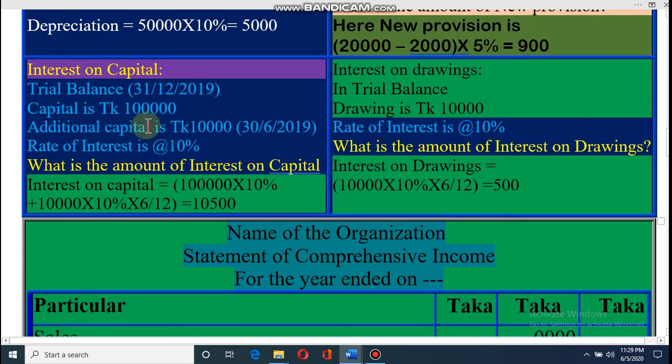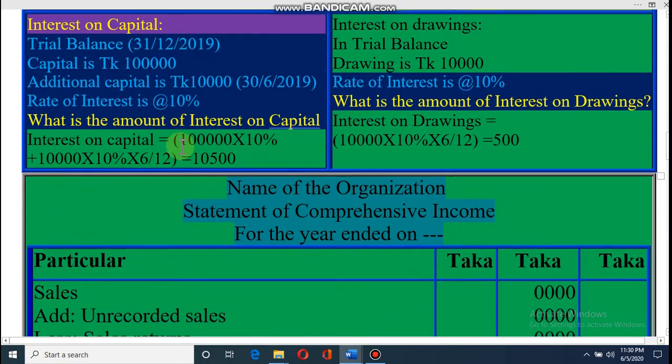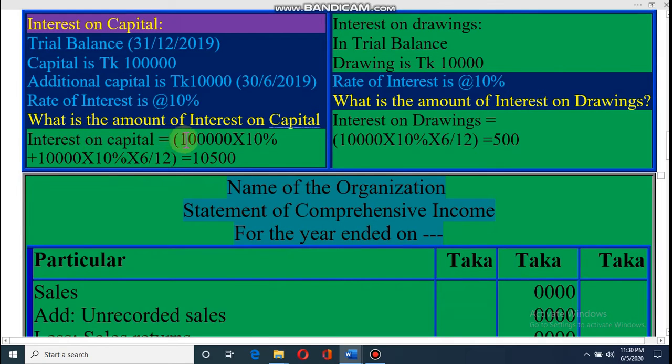Dear student, now interest on capital. Capital is 1 lakh, additional capital 10,000. The date of additional capital is 13/6/2019, and the closing date of the trial balance is 31st December 2019. So how can we find out the interest? It is an easy one. Interest on capital equals 1 lakh into 10%, plus this 10,000, that means additional capital, into 10% into 6 by 12.